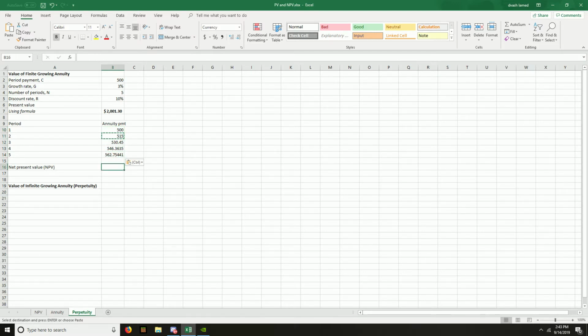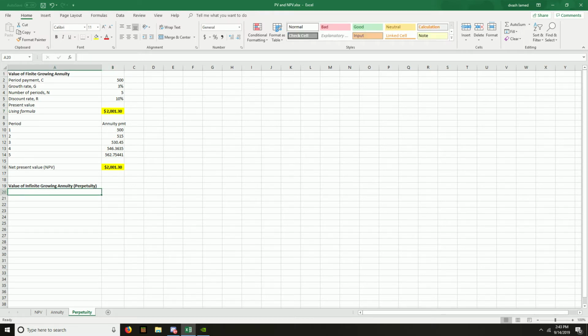And then here we can use the net present value formula. So our rate here will be our discount rate, and then our cash flows, which we already brought back with the annuity, will simply go in there. And then we'll have the same result once again. So these are the finite annuities.